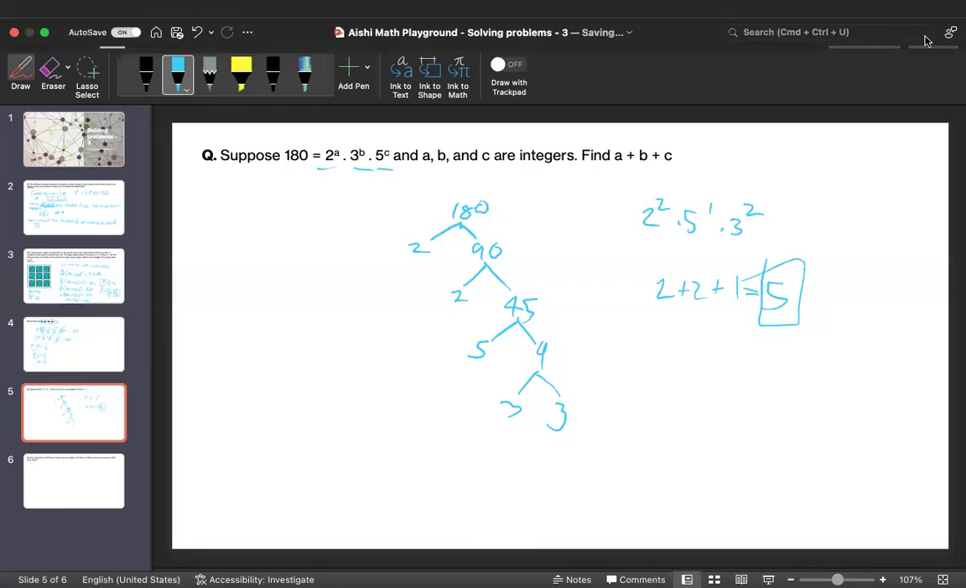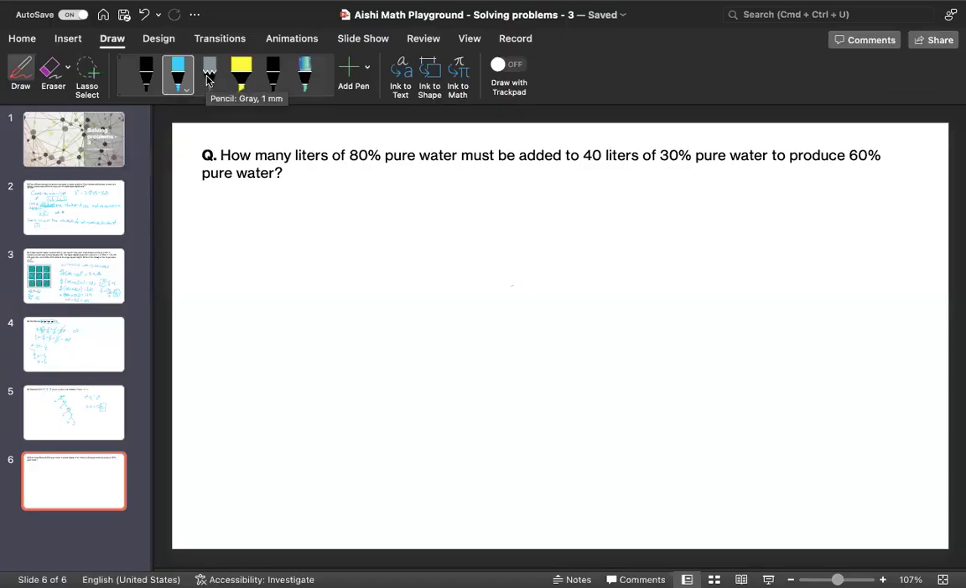Last question, and then I have to tell you the answer to my riddle. Okay. Last question. How many liters of 80% pure water must be added to 40 liters of 30% pure water to produce 60% of pure water?